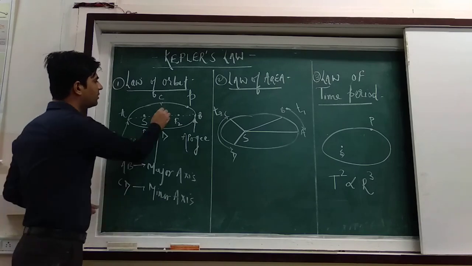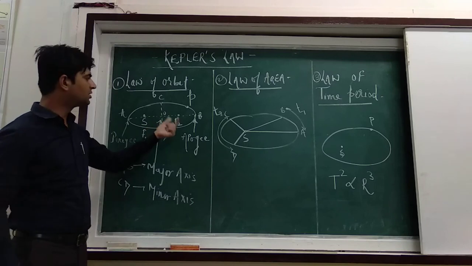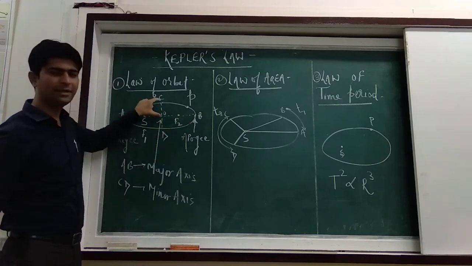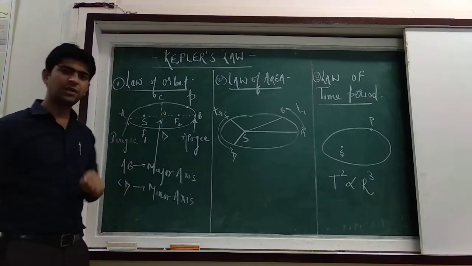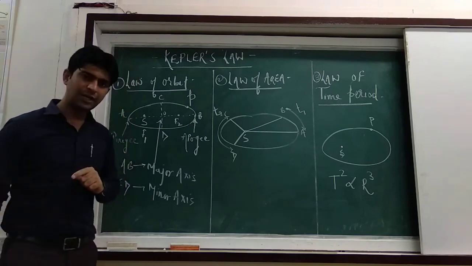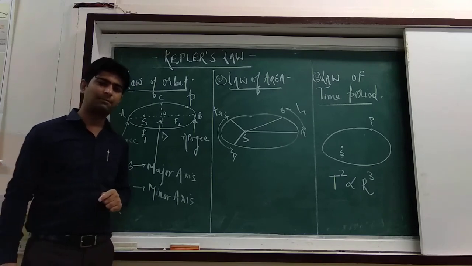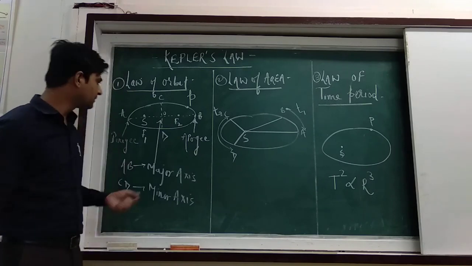If I plot this point O, and if we take these distances from the center, this will be the semi-major axis and this OC will be the semi-minor axis. So these are the different terminologies which we generally use in Kepler's law of orbit. Again I am stating it, the law of orbit states that the planets revolve around the sun in an elliptical orbit with the sun at one of its foci.